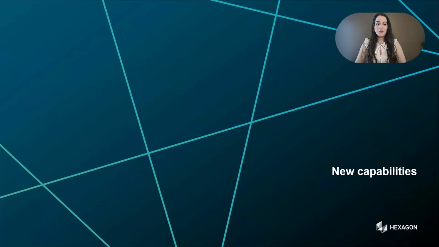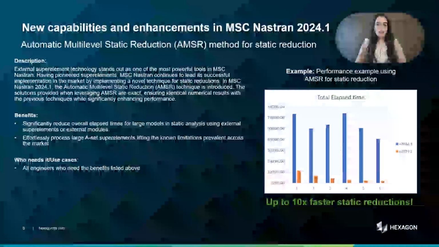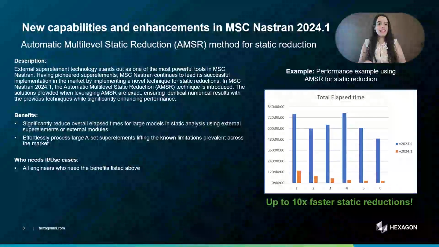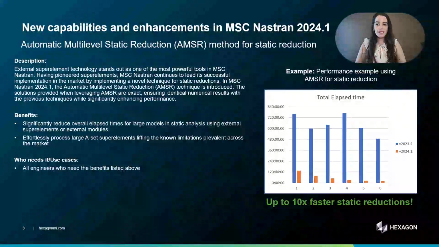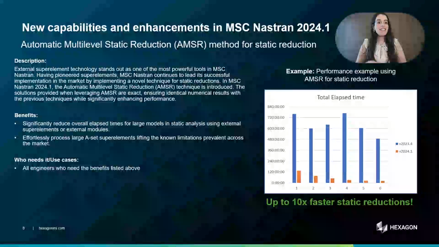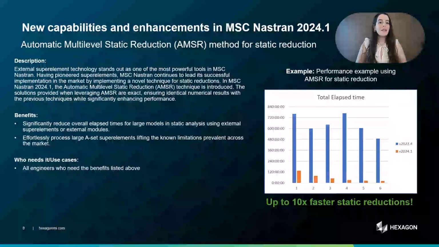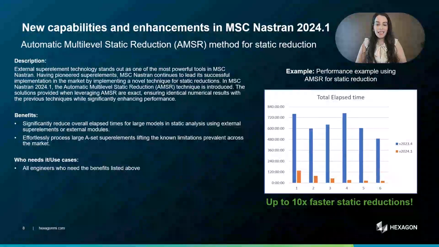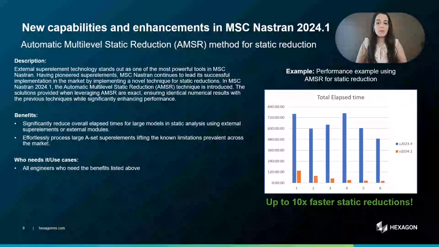So we're going to start by talking about the exciting new capabilities in the 2024.1 MSC Nastran release. We're introducing a brand new methodology for statically reducing superelements, offering up to 10 times faster performance. External superelement technology is a cornerstone of MSC Nastran, and we are now taking it to the next level by introducing the automatic multi-level static reduction technique. This new technique ensures identical numerical results to previous methods, but with significantly enhanced performance.